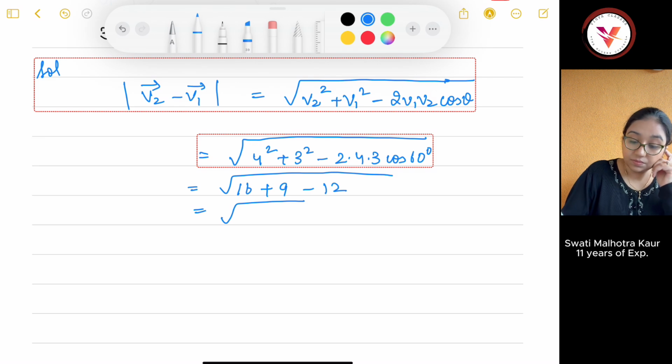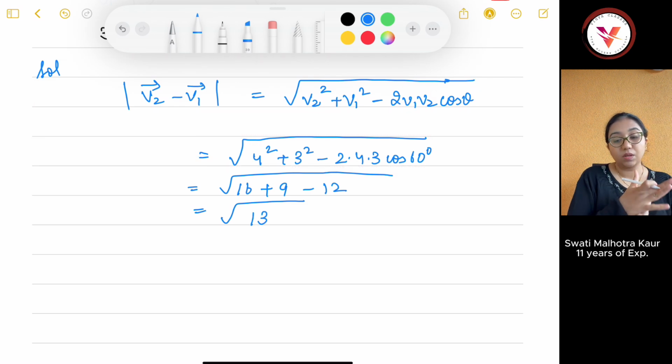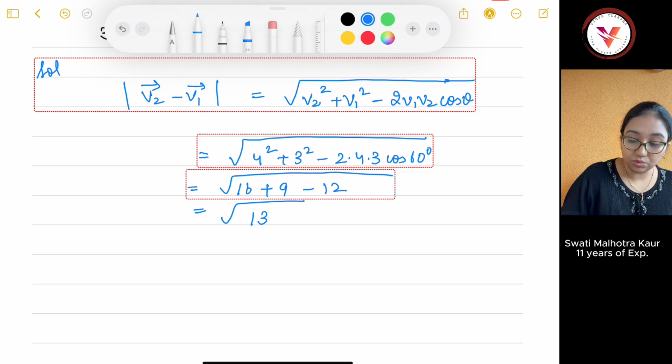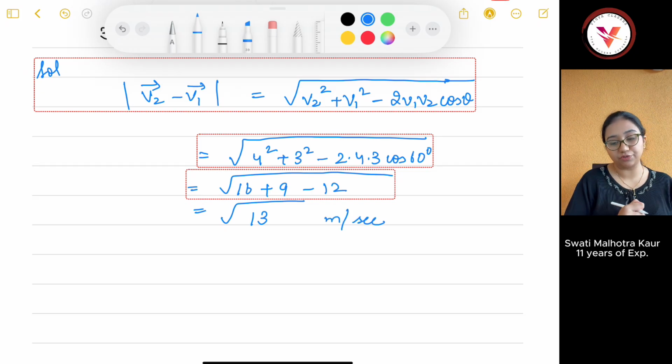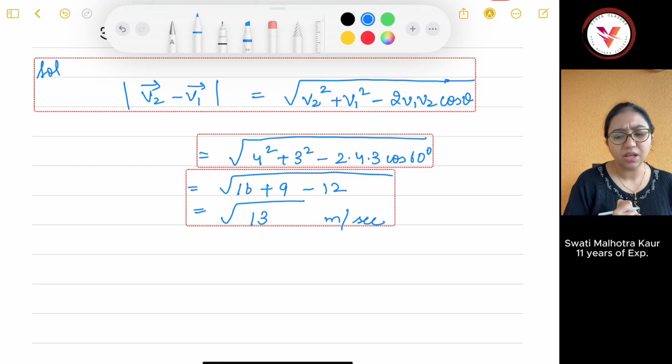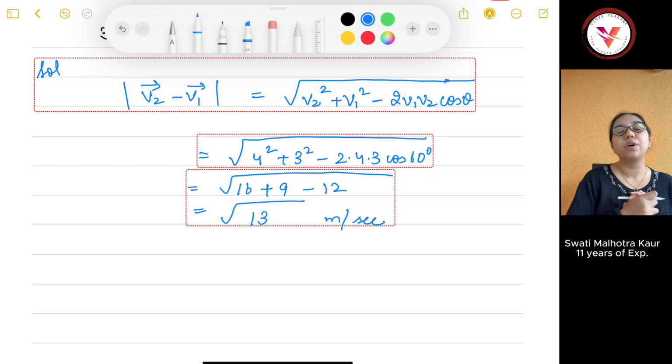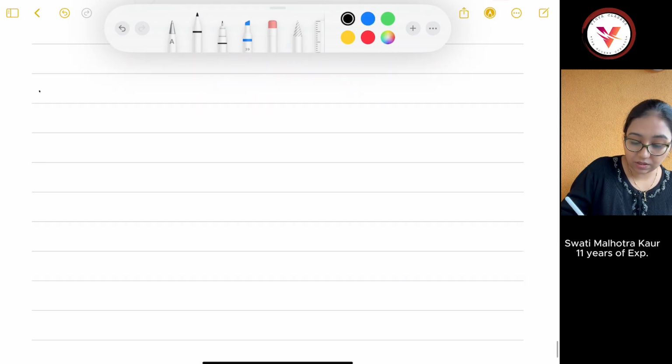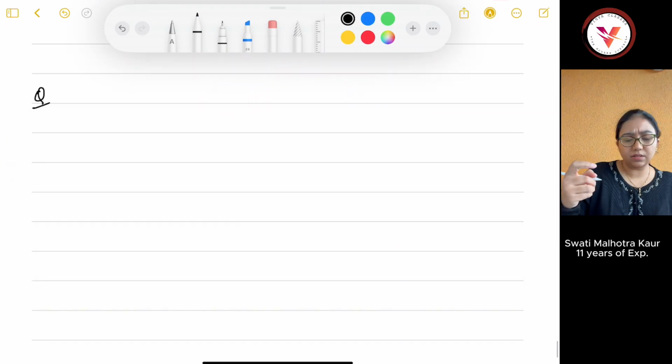So yeah, it's simply root 13 meter per second is the magnitude of change in velocity. So you can see the simple maths with a little bit of concepts. Okay, so let's do some more. Okay, consider another question. It's a little bit different.